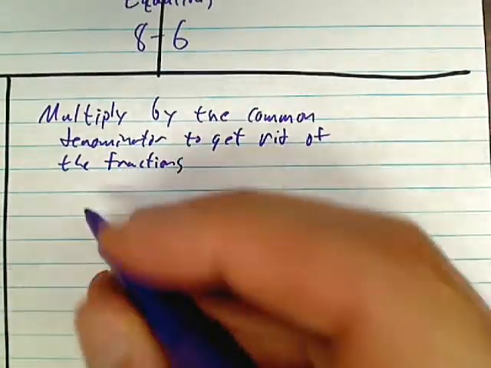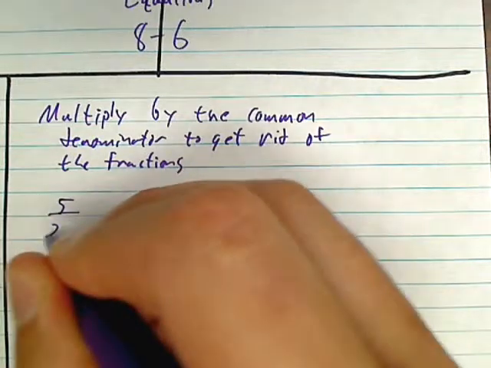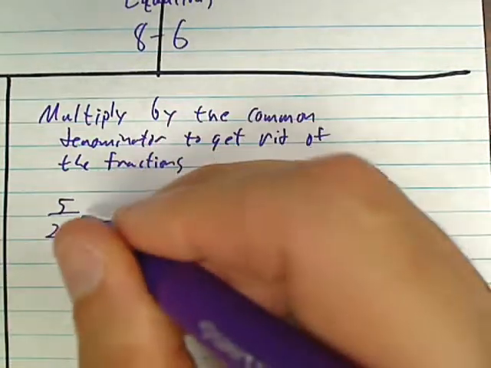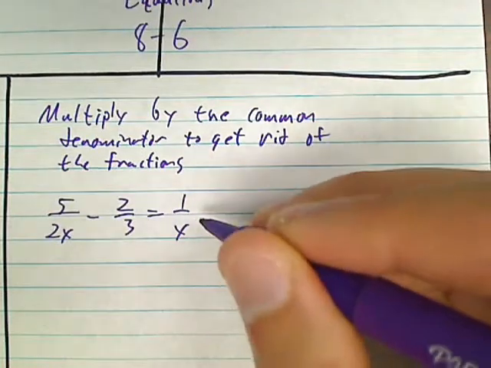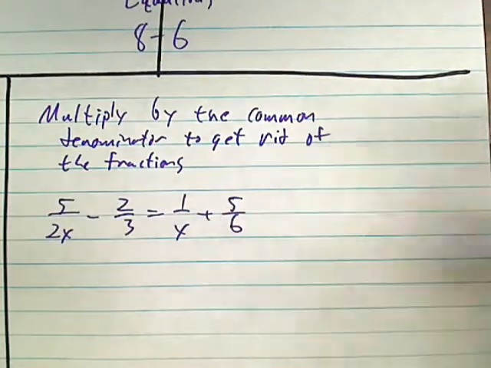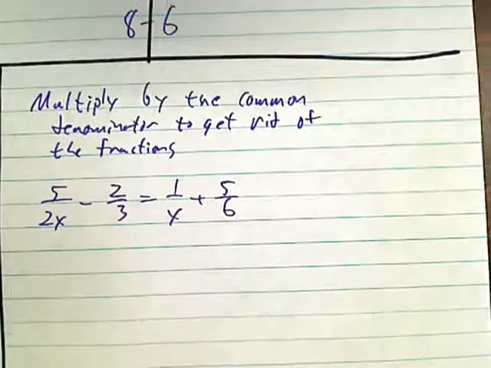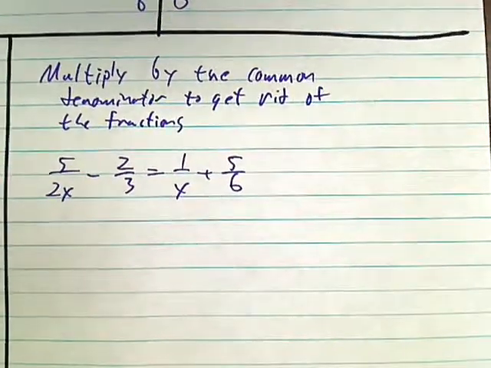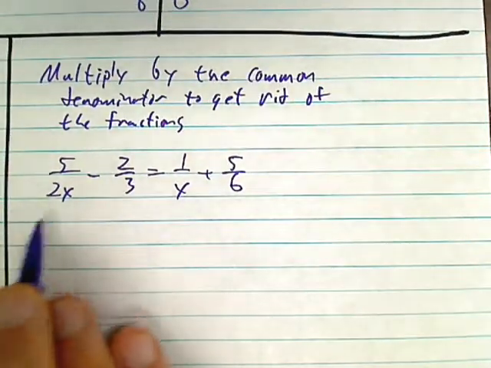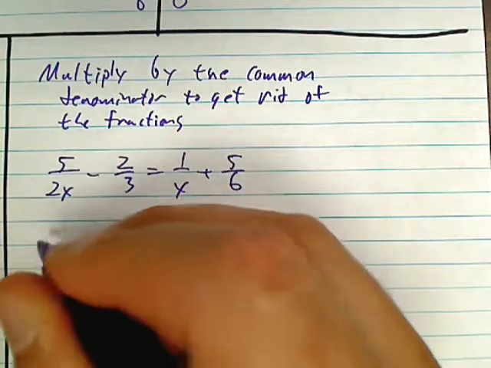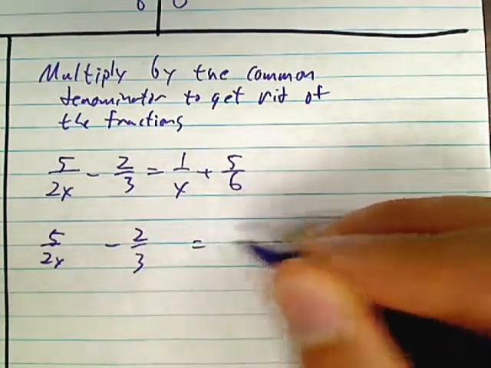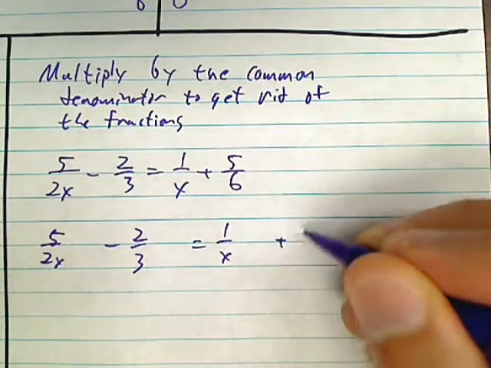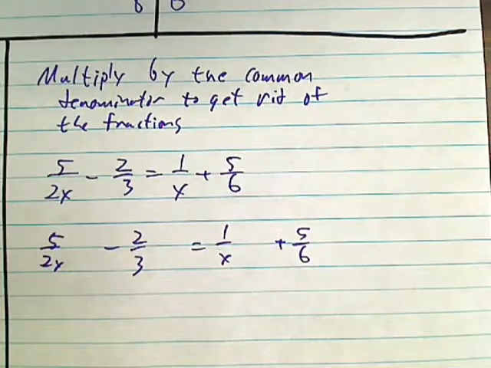So let's look at an equation. 5 over 2x equals 1 over x plus 5/6. So this is already striking fear in my heart. Well, what you need to do is get rid of the fractions by multiplying by the common denominator. So I need to rewrite this with a little bit of extra room. And I'm going to multiply each term by the common denominator.